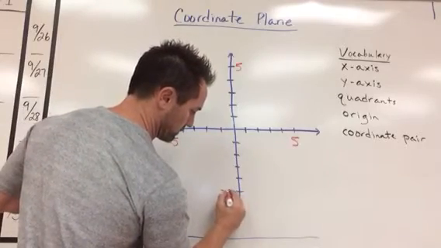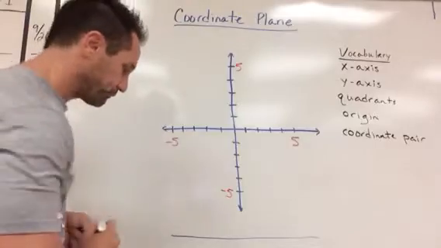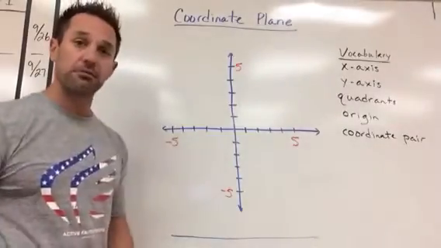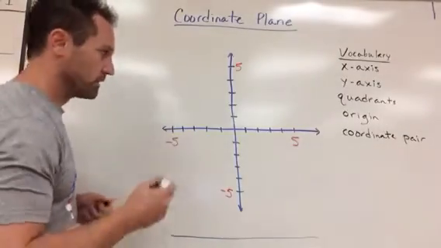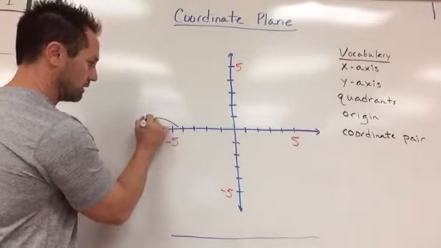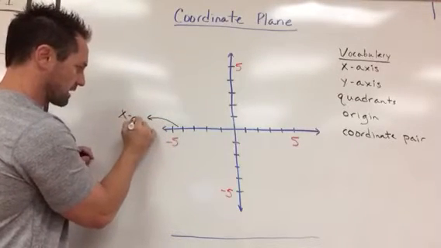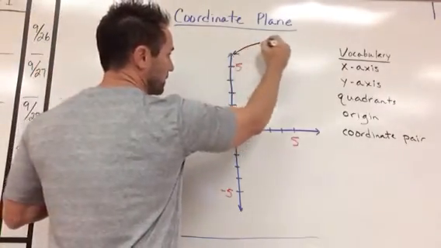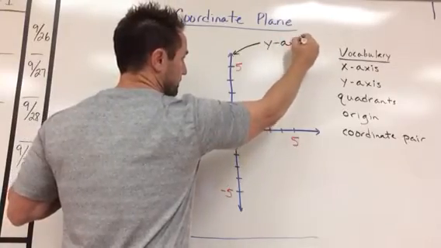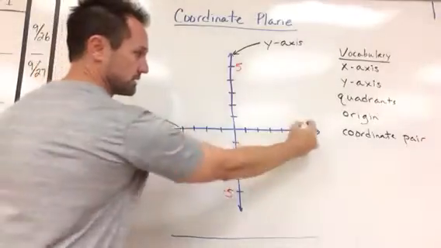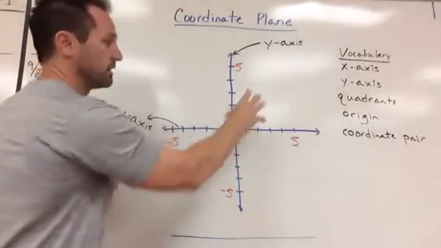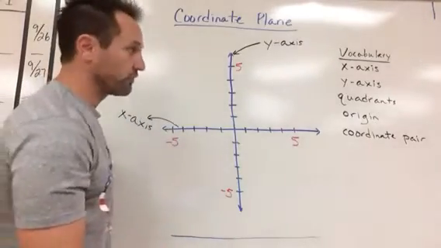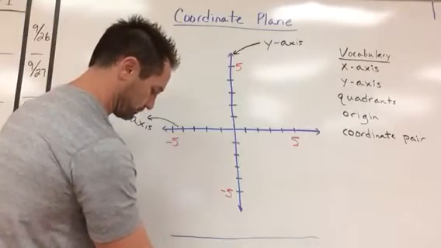So negative 5. Okay? Now, we have these two lines, horizontal and vertical. They have to be named because they're different and they do different things. So our horizontal number line is going to be called the x-axis. Okay? And the vertical number line is going to be called the y-axis. Now the x-axis and the y-axis has split this into 4 pieces. 1, 2, 3, 4. And those 4 sections are called quadrants.